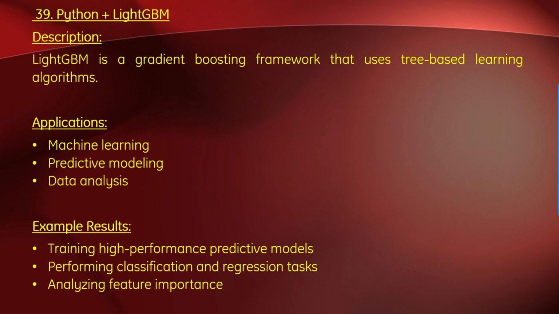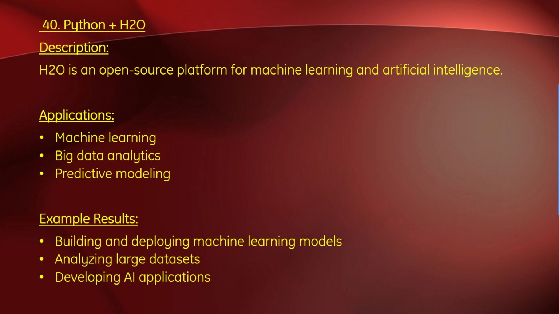Moving on, we have Python plus LightGBM. LightGBM is a gradient boosting framework that uses tree-based learning algorithms, and applications include machine learning, predictive modeling, and data analysis. Some of the examples where this is used are training high-performance predictive models, performing classification and regression tasks, and analyzing feature importance.